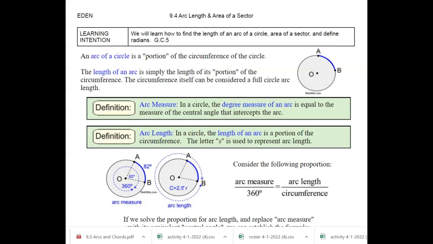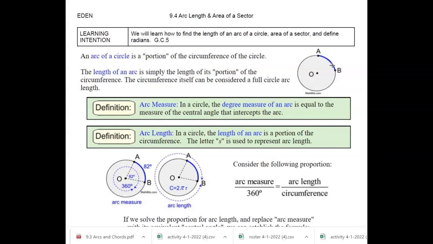Okay, so 9.4 actually has a couple of different ideas that are probably going to be new to you. So we're going to talk about arc length and area of a sector. Just as a refresher, an arc of a circle is a portion of the circumference of the circle. Remember, you've learned about circumference in other math classes. That's the entire perimeter of the circle, okay?